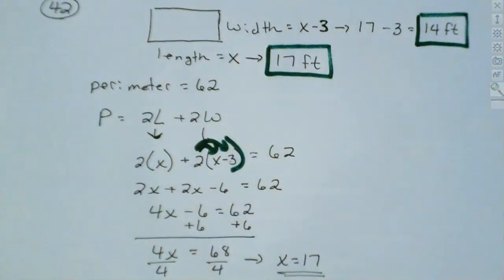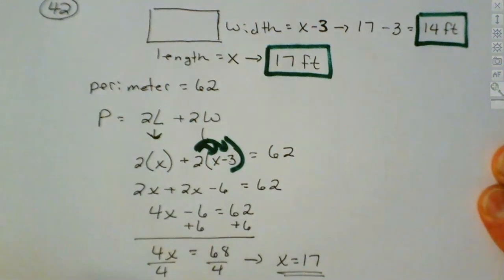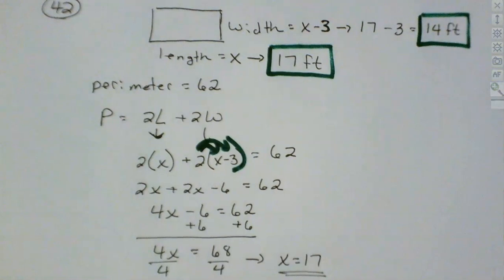So we've got 17 by 14, and that's going to be your rectangle. So we just looked it up. We found the correct figure from the back cover and plugged our values in.